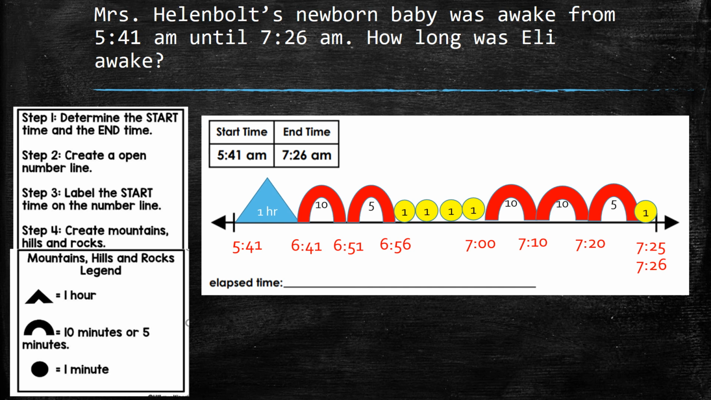Now I need to put all that together. So I have 1 hour and 10, another 10. So I'm going to put all my 10s together. So I have 3 10s and 2 5s. And how many 1s? 5 1s. So we have 1 hour, 10, 20, 30, those 2 5s making 40, and 5 1s, 45. 1 hour and 45 minutes, little Eli was awake.